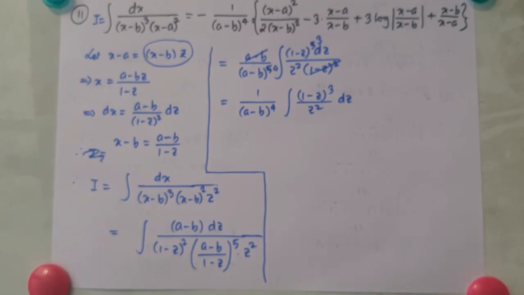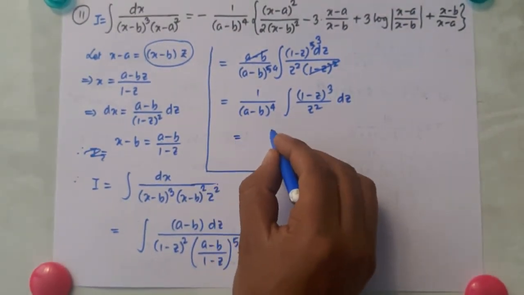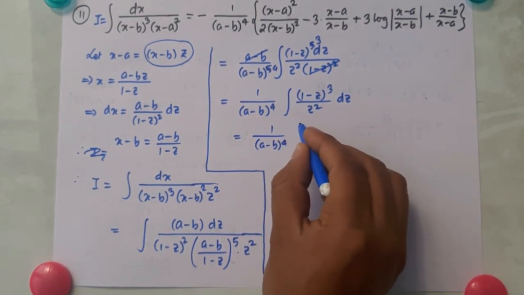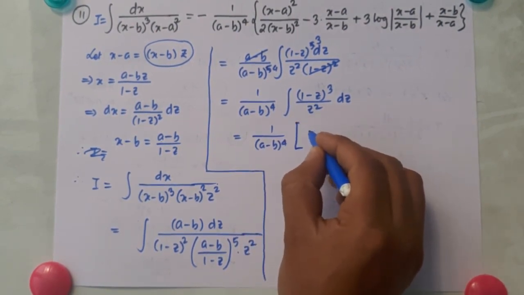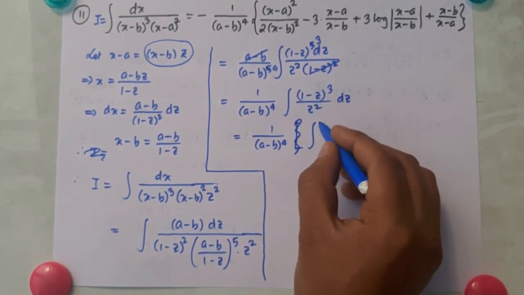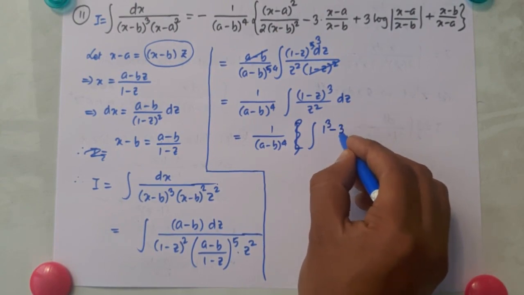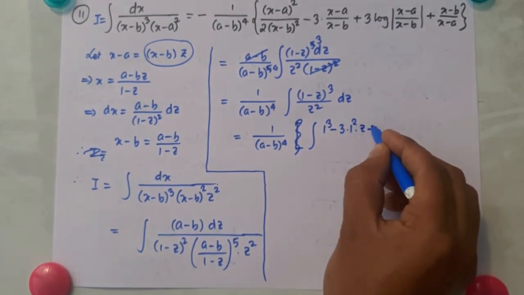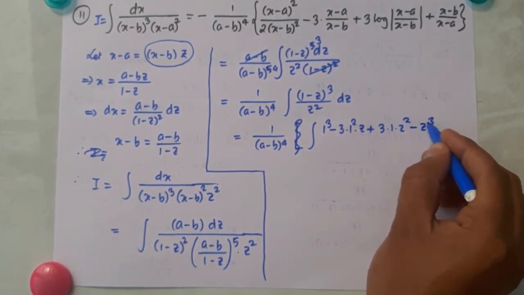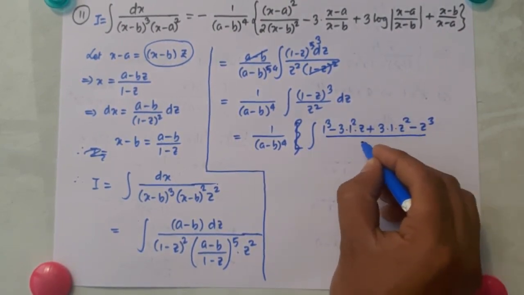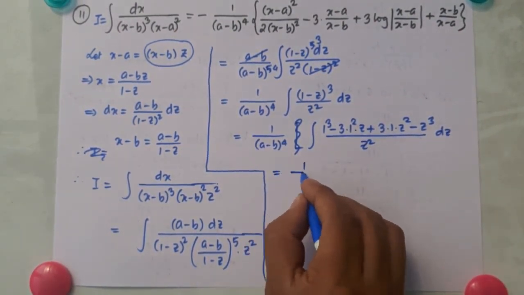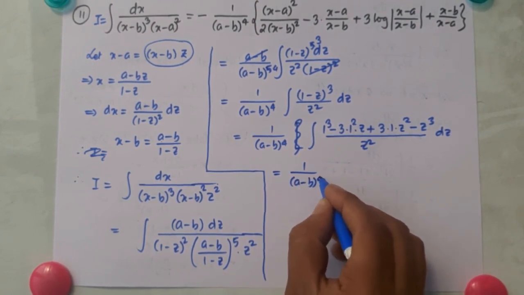Now your work is easy, right? So you just need to open up the bracket. So 1 by a minus b whole to the power 4 is there. So this is integral of, this can be written as a minus b whole cube, and a minus b whole cube is a cube minus 3a square b plus 3a b square minus b cube, isn't it? So divided by we have got z square with us, dz. So 1 by a minus b whole to the power 4.